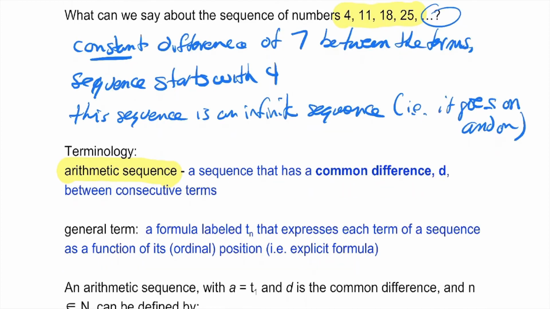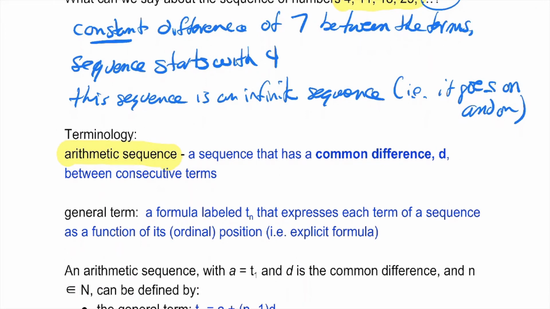The other thing that we need to know is a general term. This is almost exactly like the explicit formula, except it's just another expression or a term for it. So in this case, this is a formula labeled t of n that expresses each term of a sequence as a function of its ordinal, so really where it is in the sequence: first, second, third, fourth, etc. So essentially it's really what we've already looked at before in explicit formula.